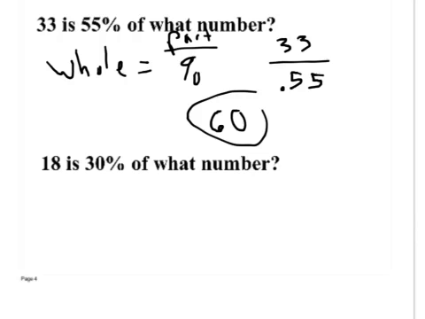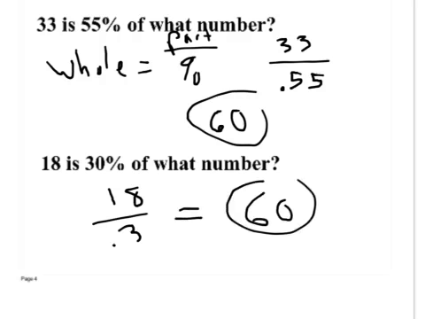$18 is 30% of one number, so I take my part, which is 18. I divide it by my percentage. My percentage is 30, same thing as 0.3. 18 divided by 0.3 is 60. So 60 is my whole number here.